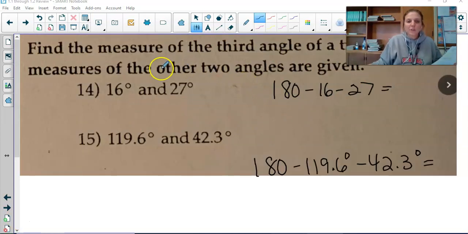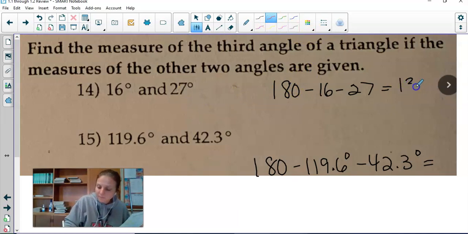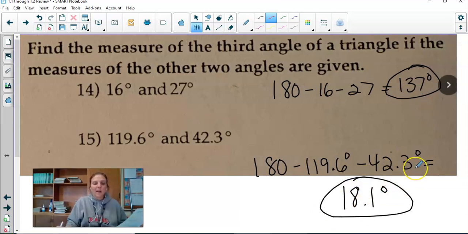For these two questions, it says to find the third measure of a triangle. Triangles add up to 180 degrees. So if you take the 180 and subtract out the two given angles, that will leave you with the remaining angle. So do the same thing here. I just subtracted out, and that would be the measure of my third angle for each of these triangles.